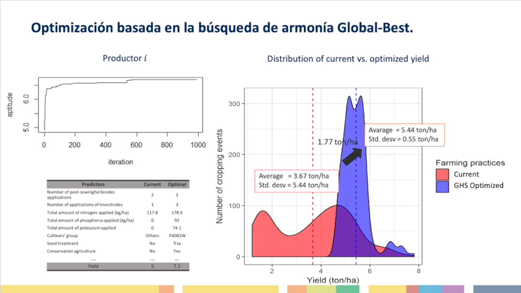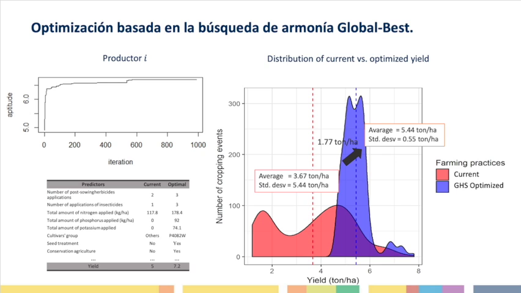So we found processes like this one where he had certain current practices, like the one that you can see here, where he did two applications of herbicides, one of insecticide. He used 117 kilograms of nitrogen per hectare. He did not use phosphorus or potassium. He used a cultivation practice that wasn't very popular in the region. And he did not do seed treatment, but he used cultivation with preservation.